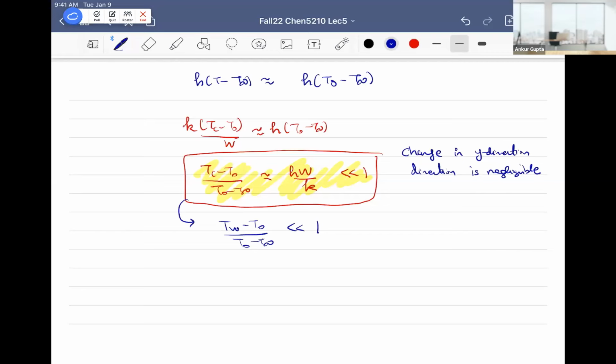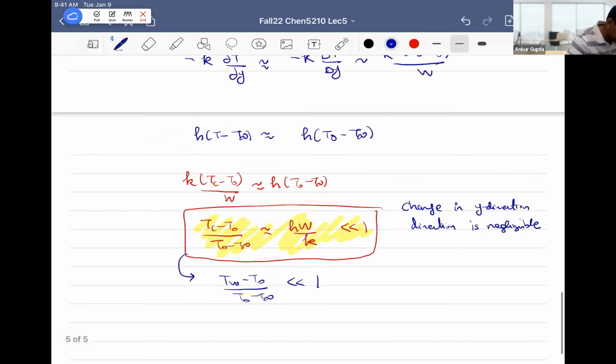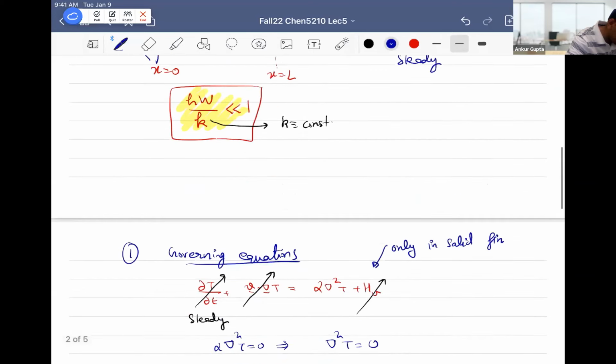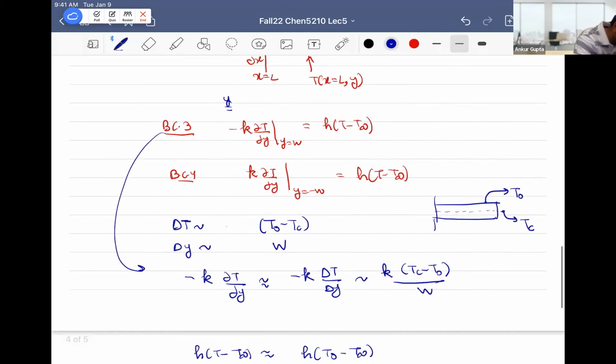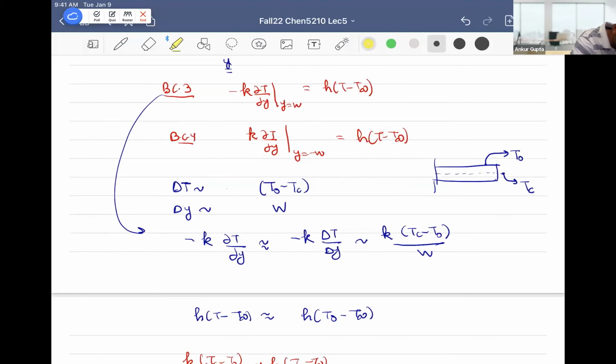Good question. The interface temperature is T naught. So the temperature at the interface, maybe here, is T naught. T wall is the temperature here. So that is not the air. This is not. So yeah, good question.